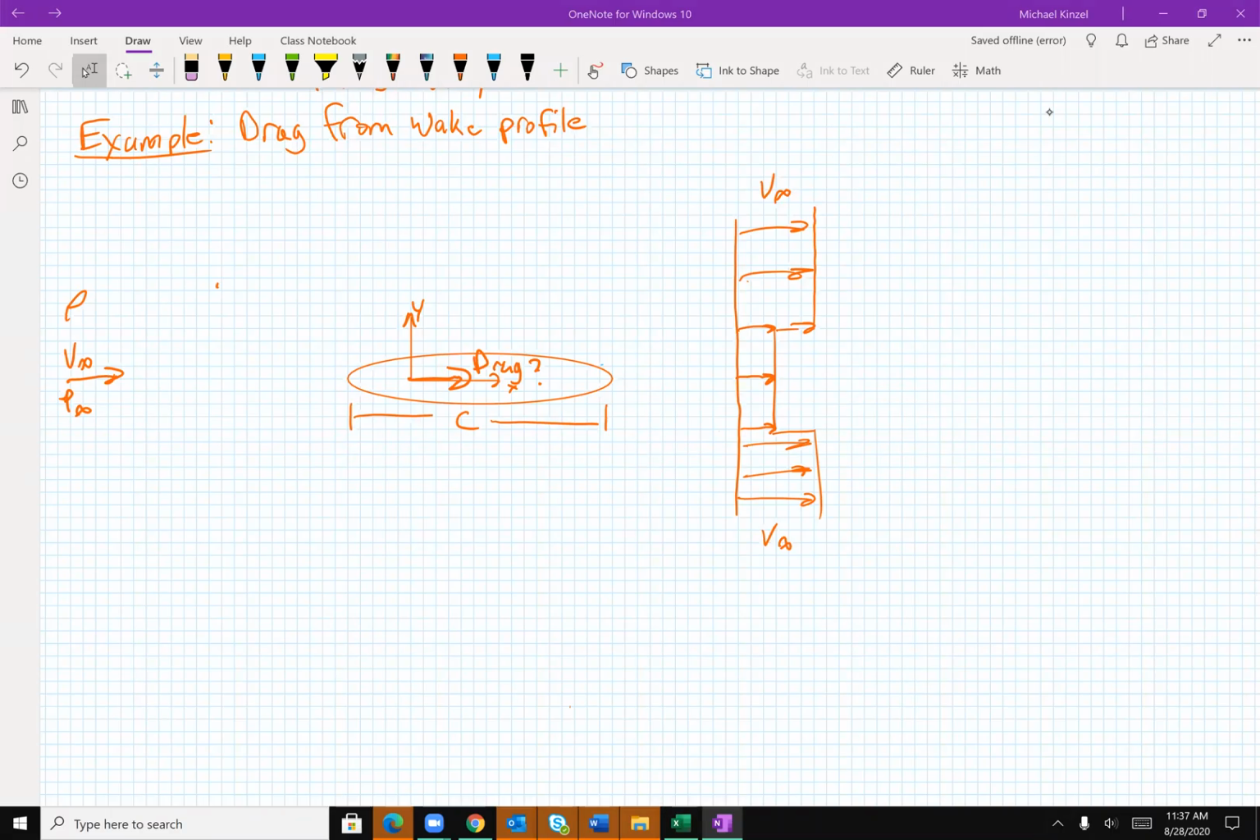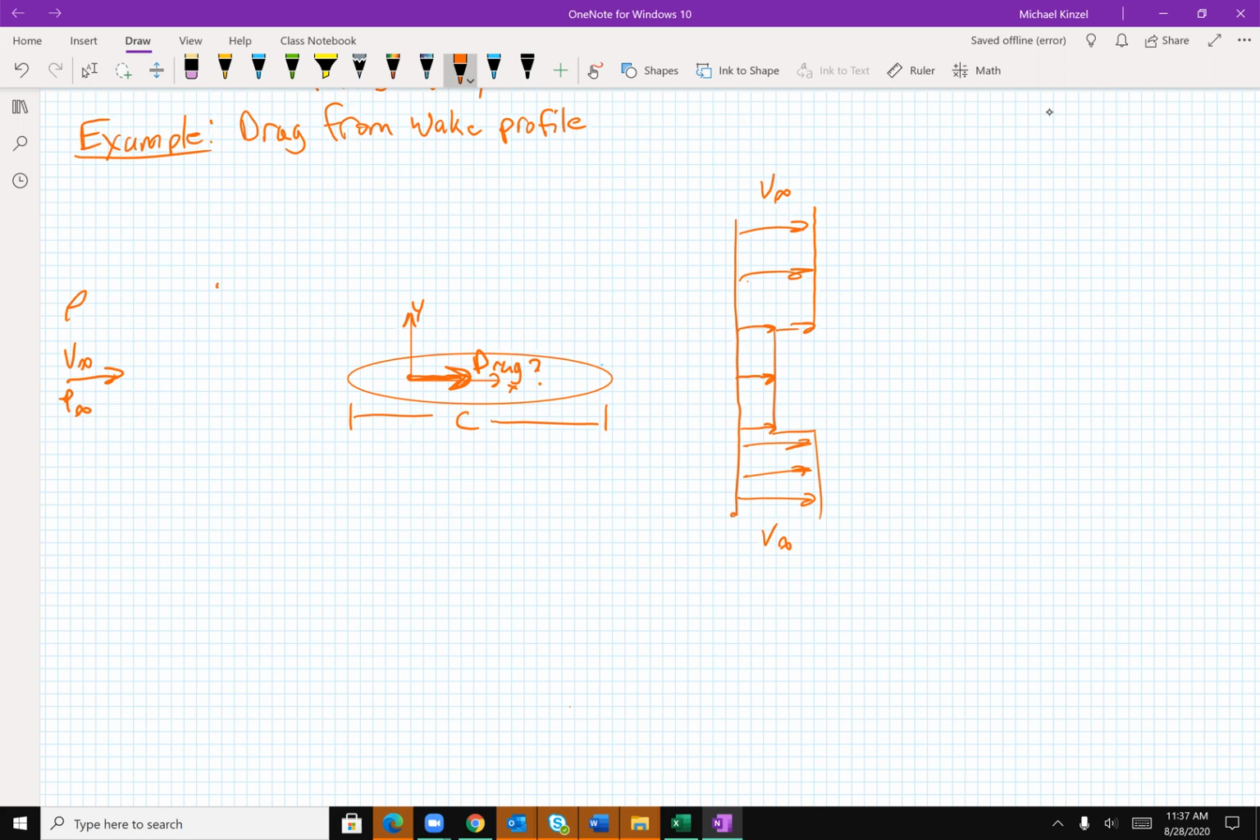Okay, so the next example is going to evaluate how to understand drag on a body. Drag is the force opposing the free stream, or the force on a body that's in the direction of the free stream. So what is the drag on a body, and determine it using a wake profile.